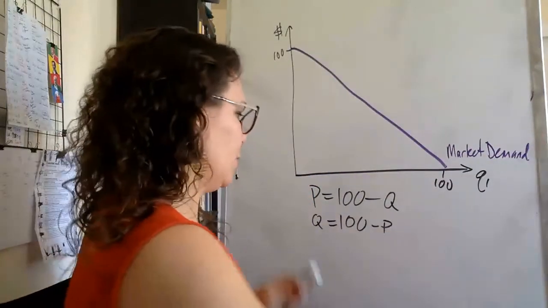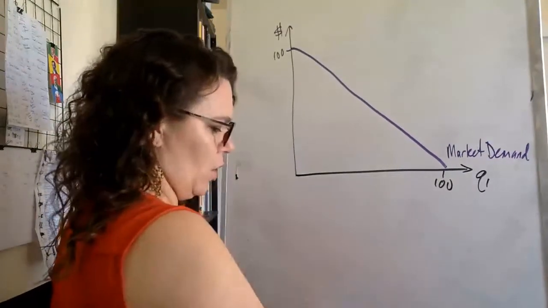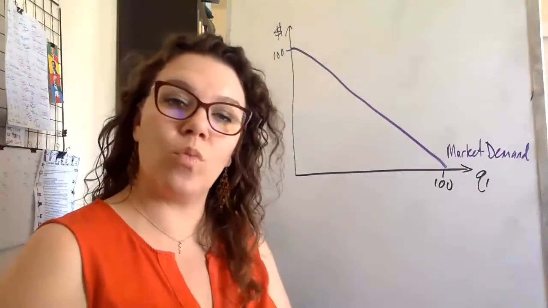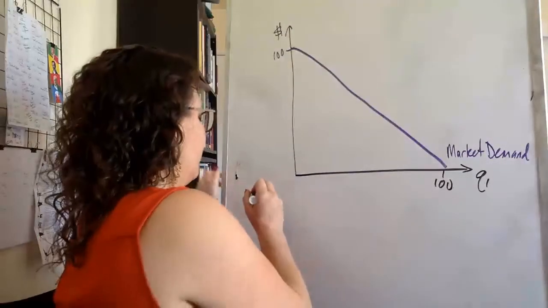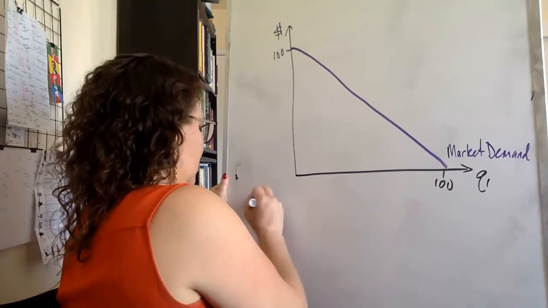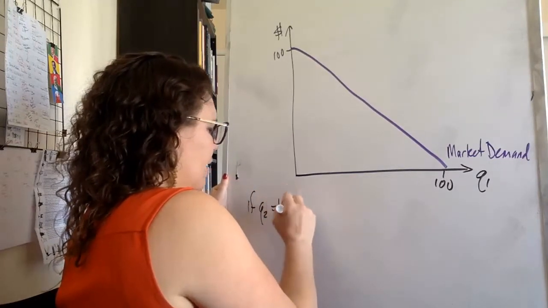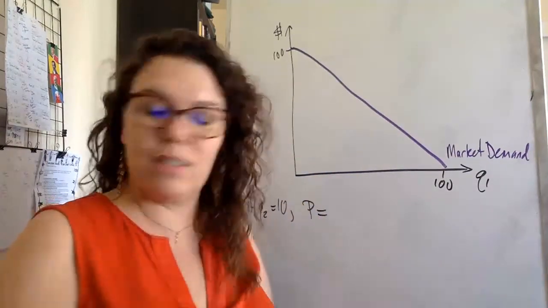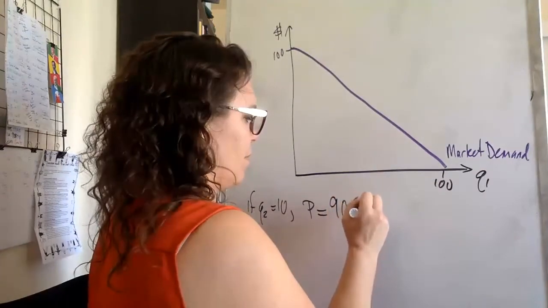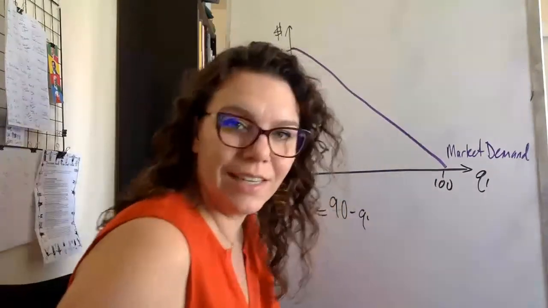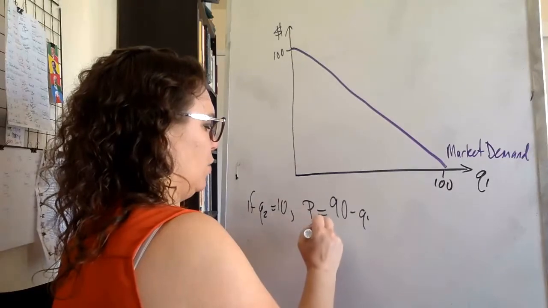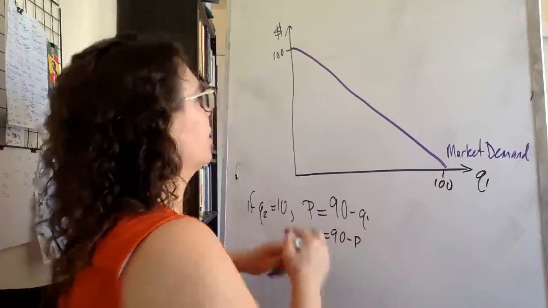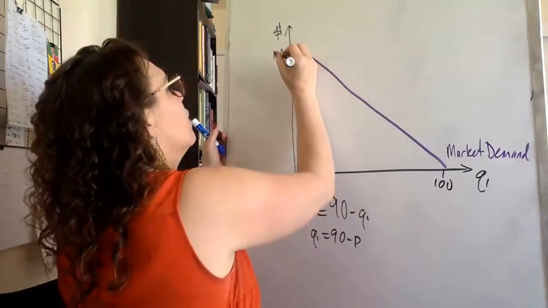That's large uppercase Q. So now we want to look at the demand function for firm 1. If Q2 is 10, then firm 1's inverse demand function was 90 minus Q1, which we can translate into Q1 equals 90 minus P, which tells us that the demand curve is going to be right here.